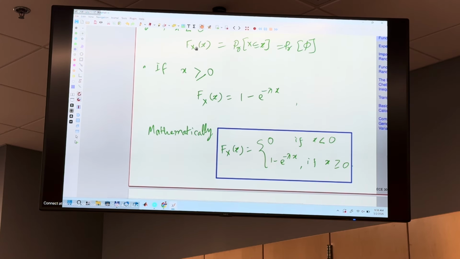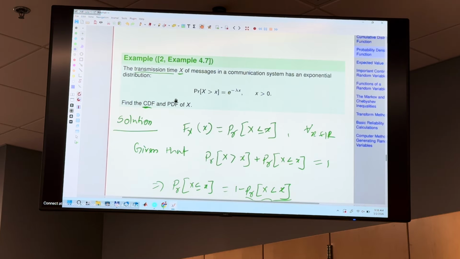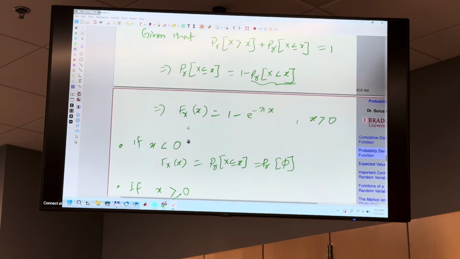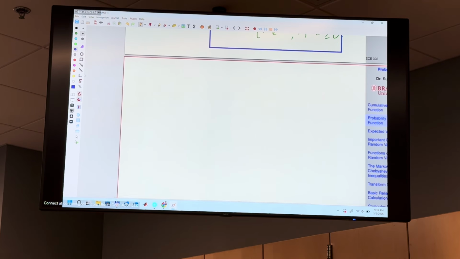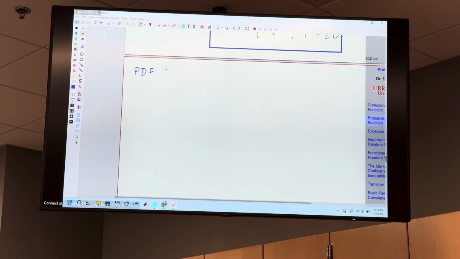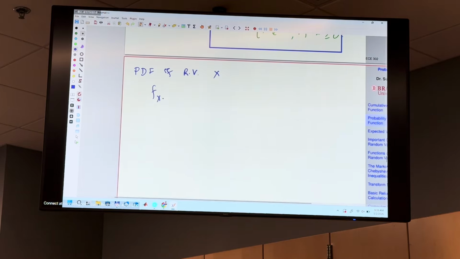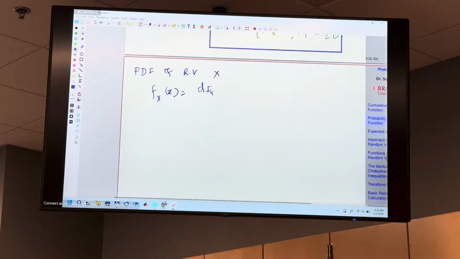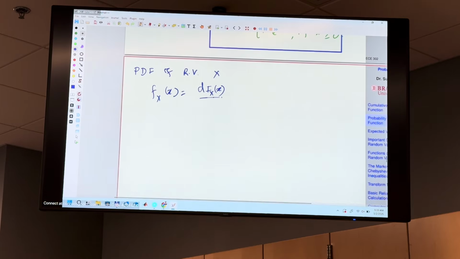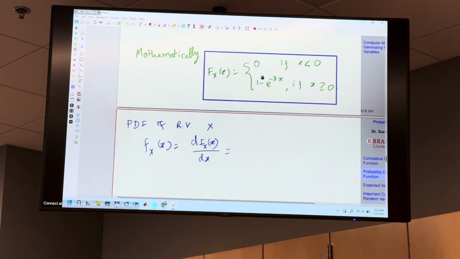Now, one more quantity that we need to determine is the PDF of random variables. The probability density function of random variable x, which is denoted with f sub x, is going to be, by definition, the derivative of the CDF with respect to x, which you can directly write.